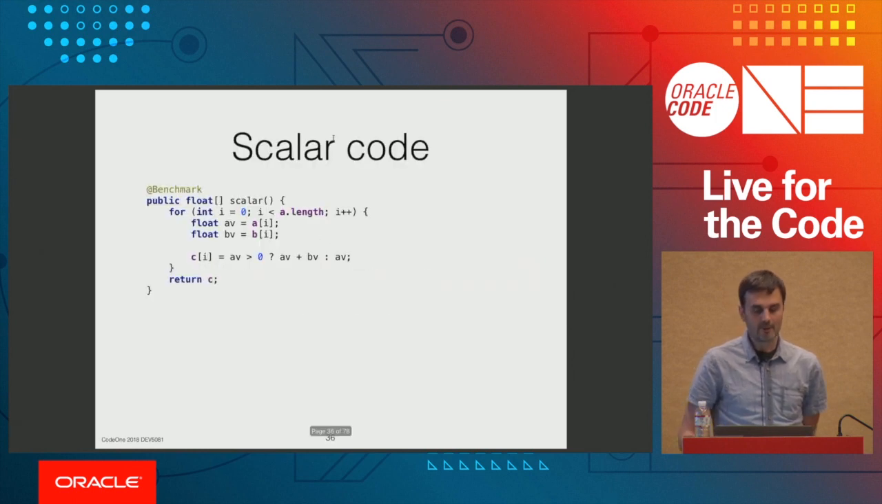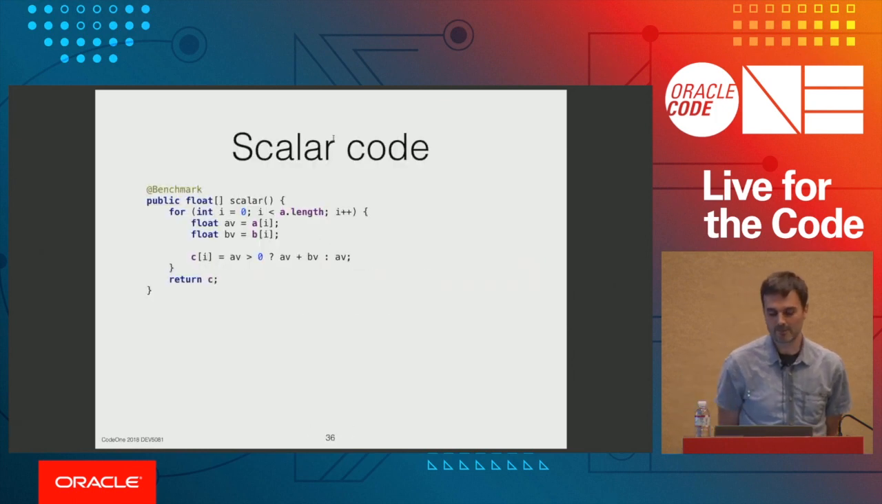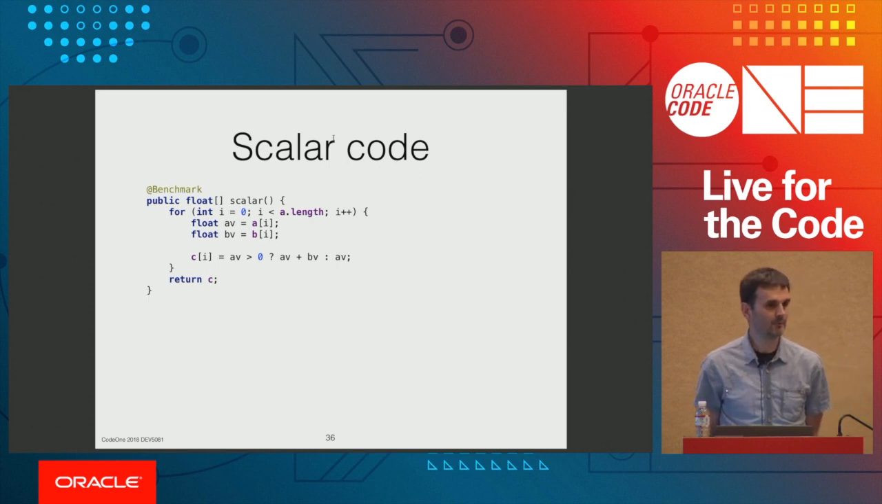So what about conditional expressions? Here's some scalar code. All I'm doing is looping over two arrays. If the value in the A array is greater than 0, then I add the two together. Otherwise, I just assign the result to A. That's pretty simple.